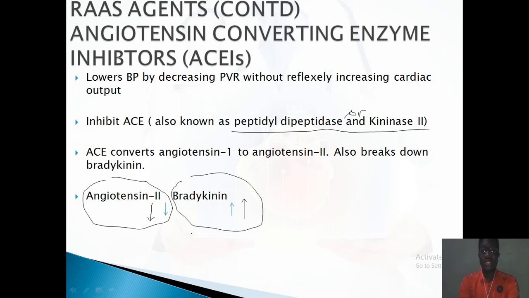So angiotensin converting enzyme inhibitors inhibit angiotensin converting enzyme, meaning there's going to be less angiotensin 2 and more bradykinin. So there's less vasoconstriction and more vasodilation, hence decreasing peripheral vascular resistance. So let's move on.